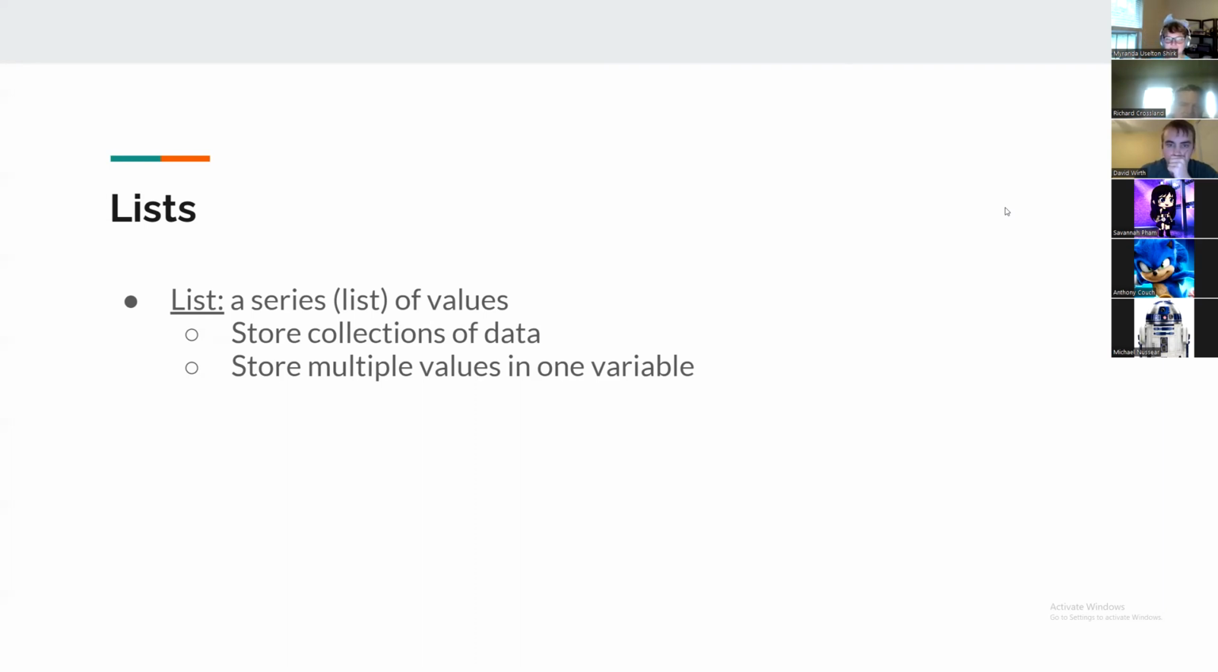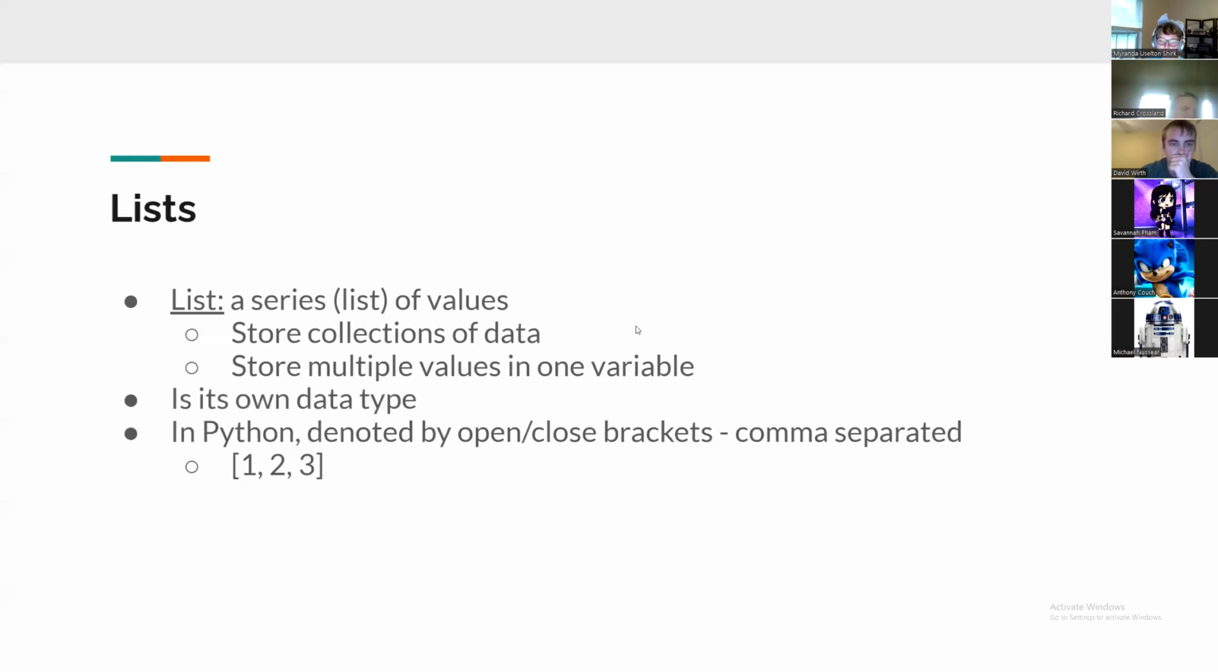All right, so first of all, let's review back from last class. We talked about a list. This is just a series of values where you are going to store collections of data. If you're familiar with other programming languages, you can think of these as arrays. They're just going to store multiple values separated by commas. Kind of like if you've ever worked with a CSV file, comma separated values, it's just values separated by commas. It's its own data type, and it's denoted by open and closed brackets. So just these brackets here show how to create a list. So we have 1, comma, 2, comma, 3.